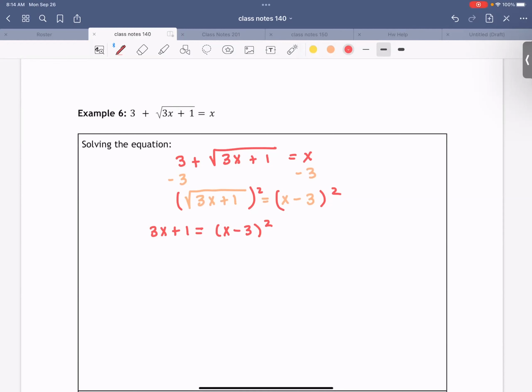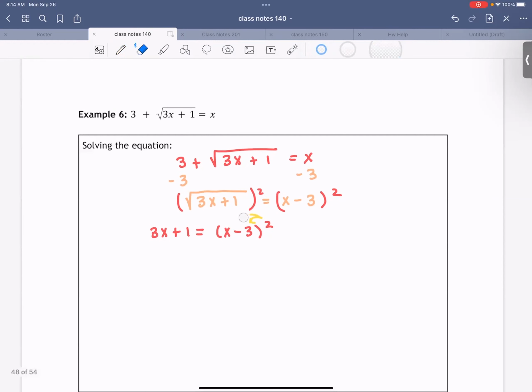Good. A lot of people I see on my test will take the 2 and move it to the x and the 3. Don't do that. If you wrote that down, please erase that. We're not distributing the 2. We're actually going to multiply x minus 3 by itself twice. Now, a lot of you can do this in your head. I don't. What I like to do is write the x minus 3 twice, because I mess up if I don't write it twice and draw the arrows.